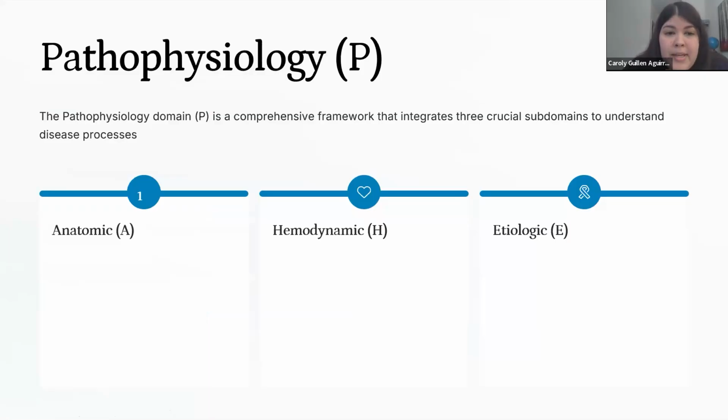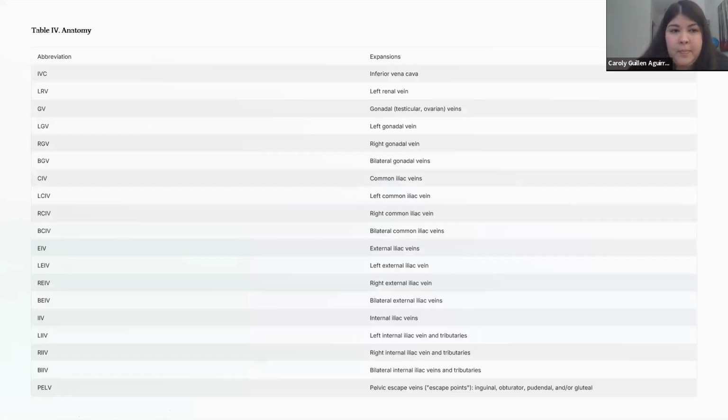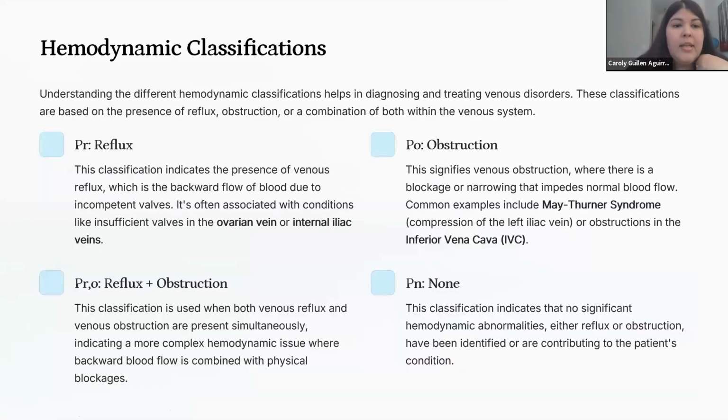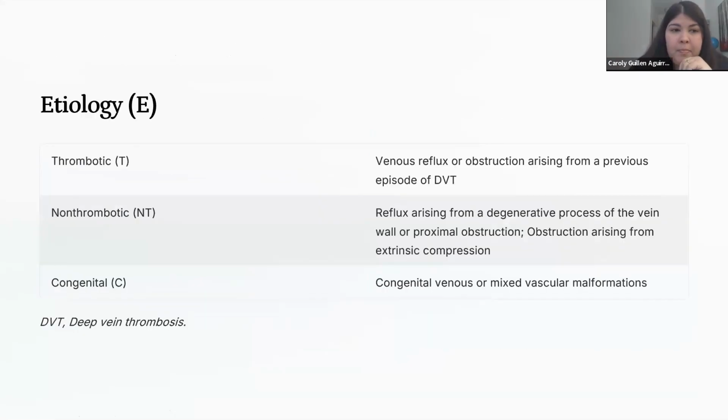The pathophysiology domain is a comprehensive framework that integrates three crucial subdomains to understand the disease process: anatomic, hemodynamic, and etiologic. So this is the anatomy part. We know already these abbreviations with the main veins. The hemodynamic classification is similar to the one in CEAP, with reflux, obstruction, both combined or none. And the etiology is divided in thrombotic and not thrombotic, or congenital too.